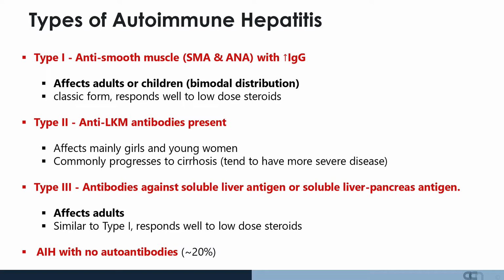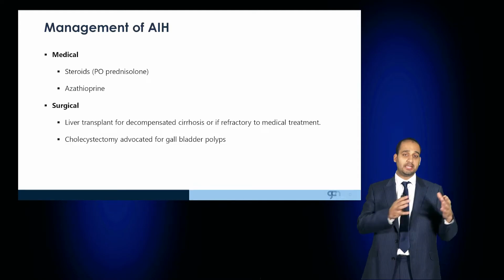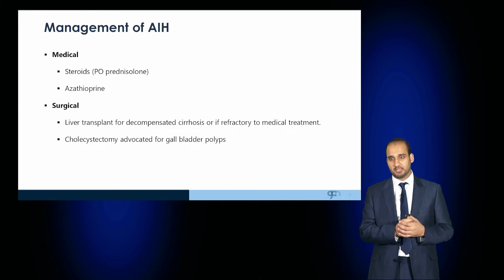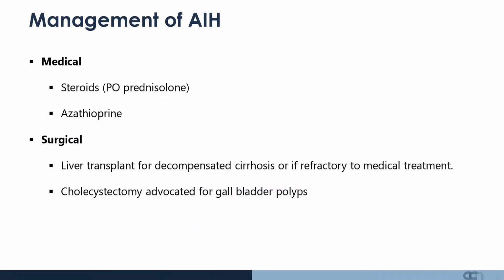A fourth type is autoimmune hepatitis in the absence of autoantibodies. The management, of course, depends on determining which type of autoimmune hepatitis the patient has and treating them with steroids or other immunosuppressants such as azathioprine. And if the patient develops decompensated disease, they may require liver transplantation if they become refractory to medical treatment. In some cases, a cholecystectomy may also be advocated in the presence of gallbladder polyps.